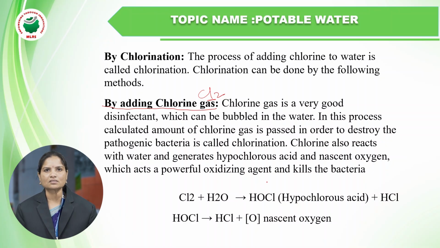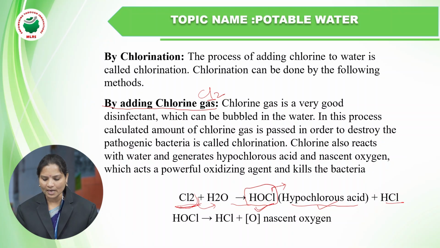This oxidizing agent helps to destroy all the bacteria in our water. Then, when chlorine gas is passed into the water, it is treated and hypochlorous acid is generated. HOCl is called hypochlorous acid, and it produces HCl, and this is very important.